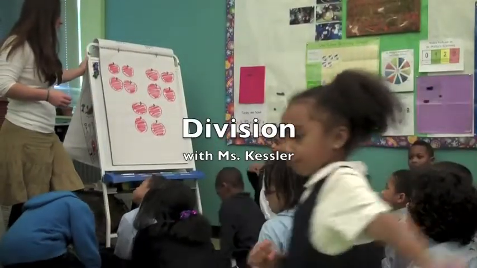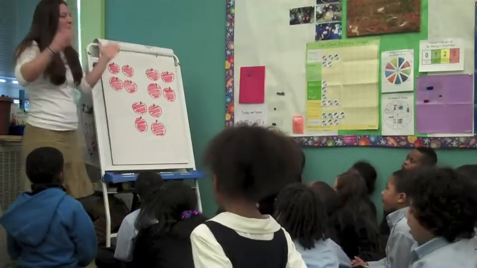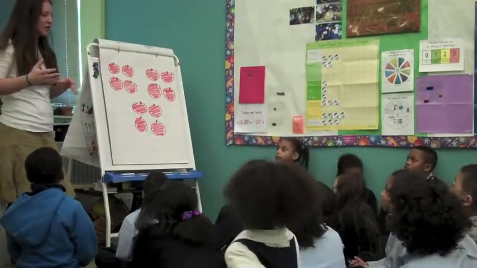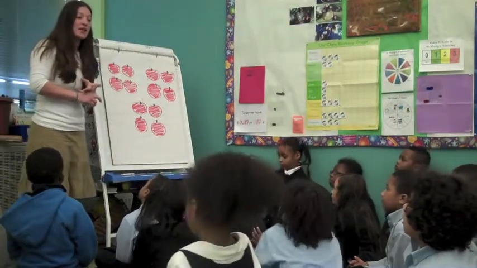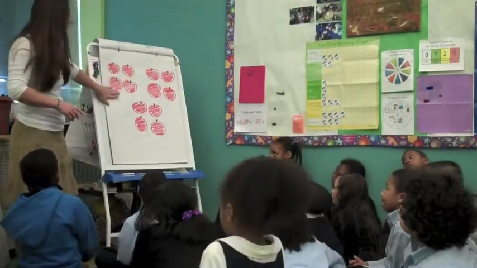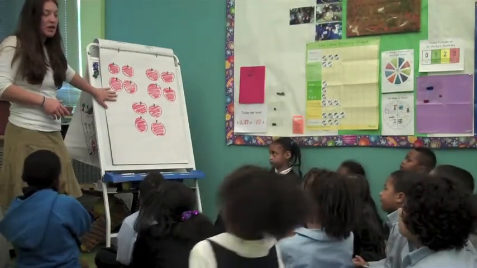In math, we have started talking about division. But in the beginning, when we started learning about division, they actually showed you the groups. So they told you how many they started with. So right here I have 12. I'm still going to tell you how many we're starting with.